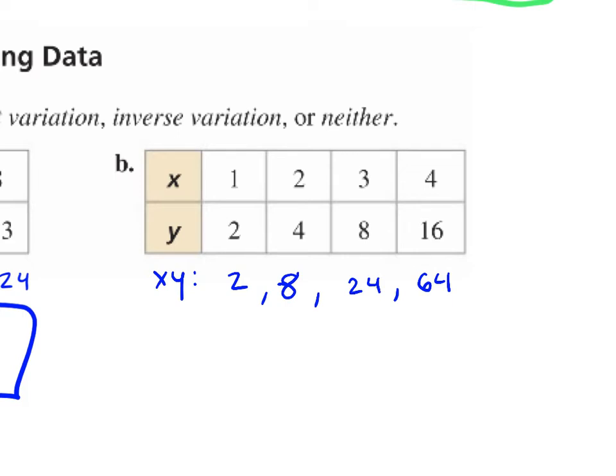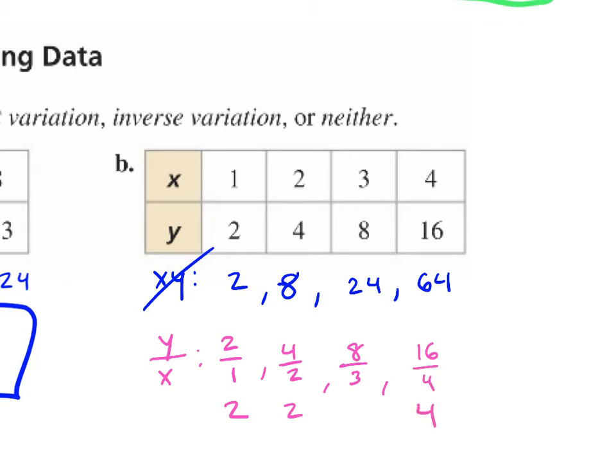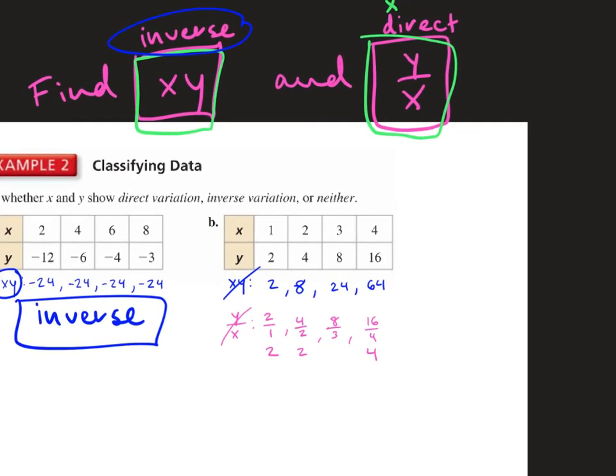Nope. So we do not have inverse variation here. Next, we want to check for direct variation. So we have y divided by x. So we have 2 divided by 1, which is what? 2. Next, we have 4 divided by 2, which is 2. Then we have 8 divided by 3. Can we simplify 8 divided by 3? Nope, so it's just 8 divided by 3. And then we have 16 divided by 4, which is 4. Is this a constant number? Nope. So y divided by x does not work. So if we don't have inverse variation or direct variation, what do we have? Neither.